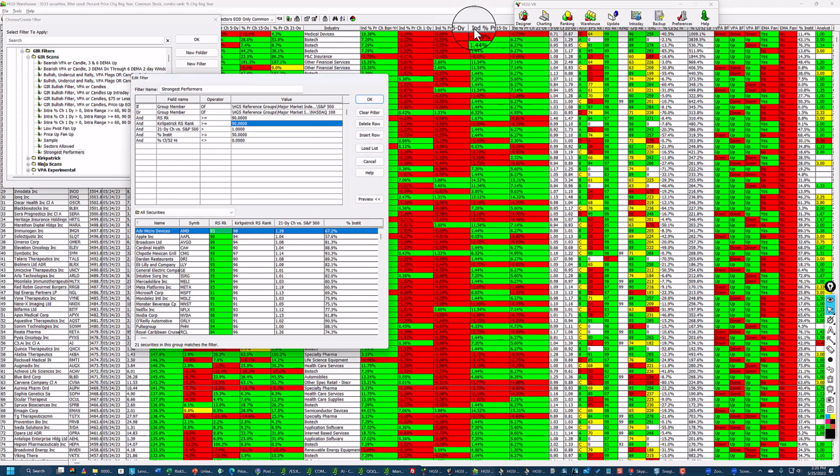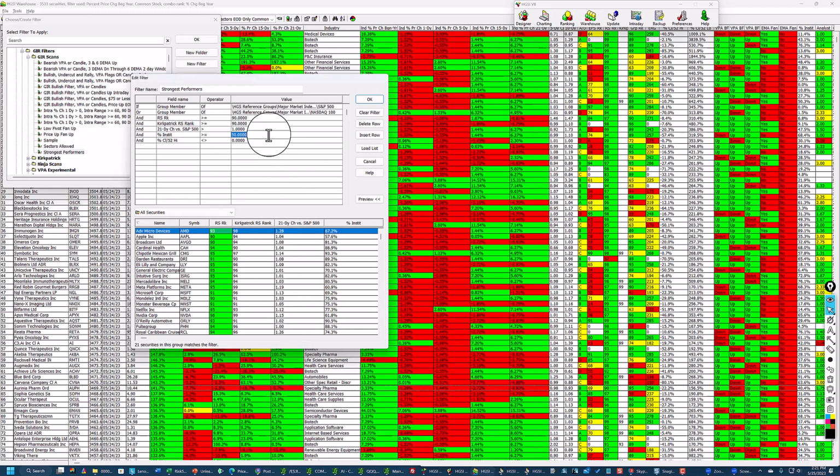Anyway, rather than using the industry groups, which bounce around too much, I thought a nice compromise is a 21-day change versus the S&P 500. It's a broad-based institutional index, and 1 is the standard for the S&P. If it's greater than 1, it's outperforming the S&P, and you can see in this column right here that these are all outperforming the S&P.